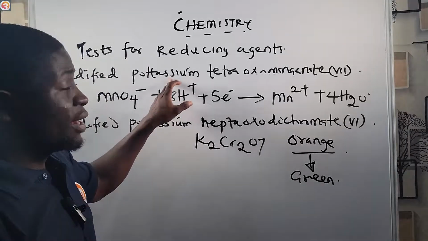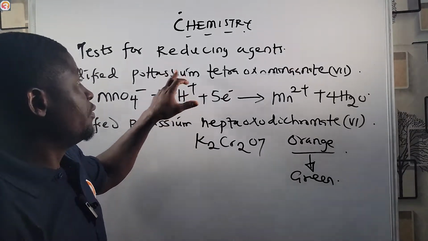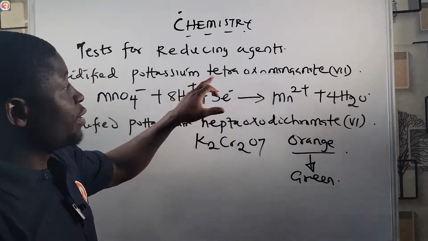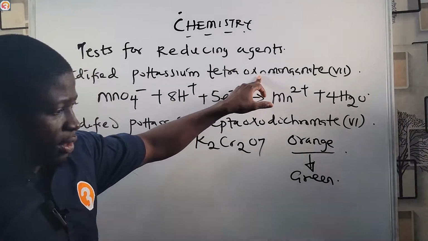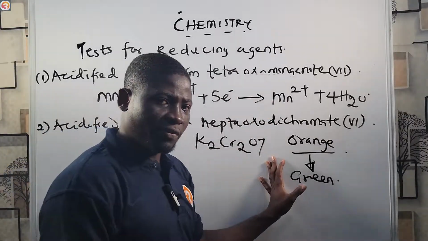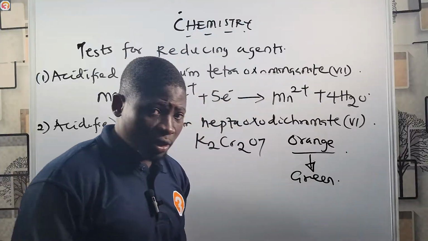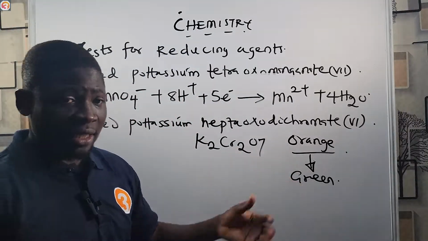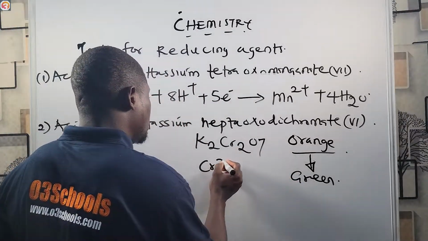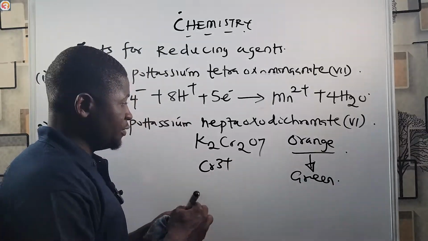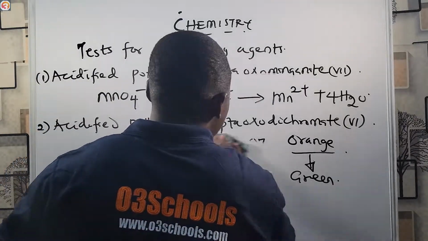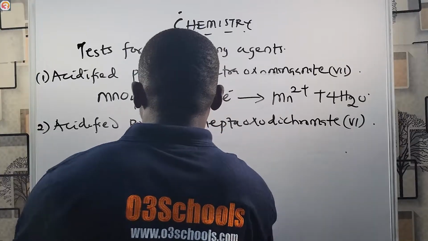Reducing agents change the color of KMnO4 from purple to colorless. Okay, so that is the difference between the two. And of course the green color is seen in Cr3+. Let me just show you the full reaction so that you get the full gist.